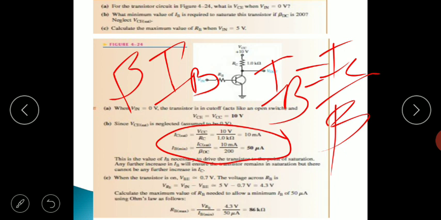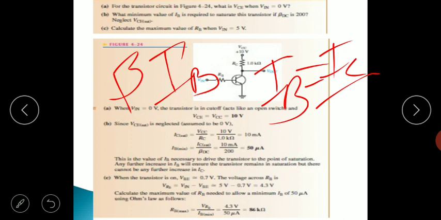From this you can see that the base current IB is very small. So we got the IB min required for this particular circuit as 50 microamperes. That is the second part of this particular numerical.